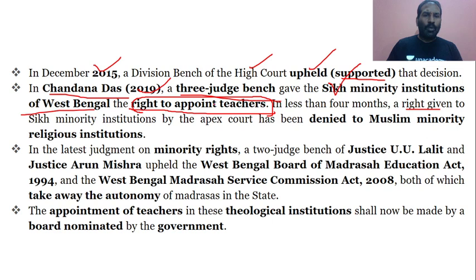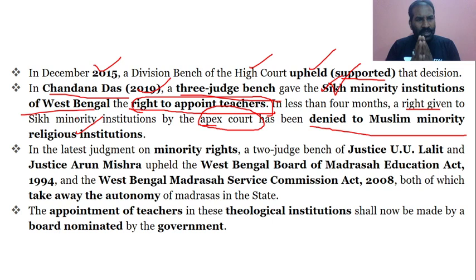But the apex court, to be noted here, in contrast to the judgment given for the Sikh minority, has denied the Muslim minority religious institutions the same. So in 2019, the West Bengal High Court gave a verdict supporting the right to appoint teachers for the Sikh minority institutions. But in contrast to that, the apex court denied the Muslim minority religious institutions the right to appoint teachers.